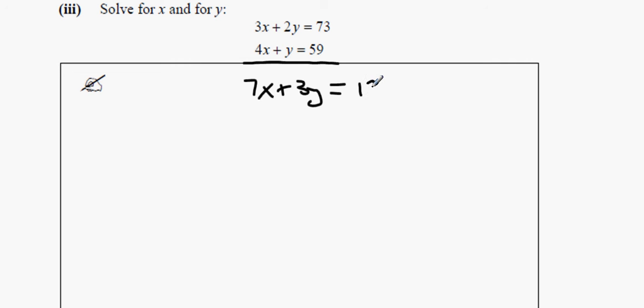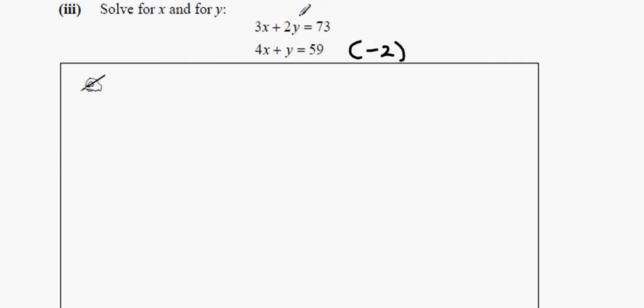But we want to get rid of one of the letters, and that didn't get rid of the letter. So ideally what we'd like is something that gets rid of one of the letters when we add it down. If this was minus 2y, that'd be ideal. If it was minus 2y, when you add it down, plus 2y minus 2y, they'd cancel each other out. So what I'd like to do here is multiply everything here by minus 2.